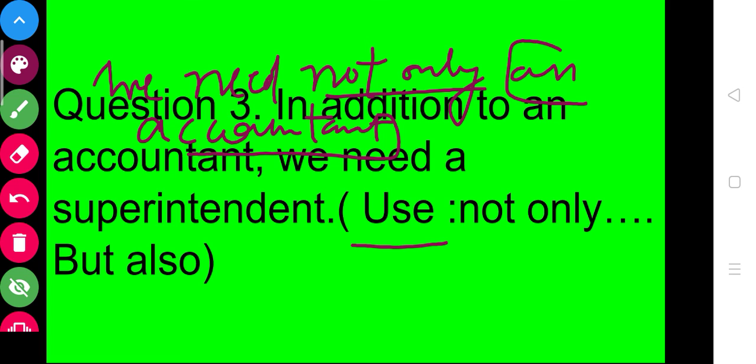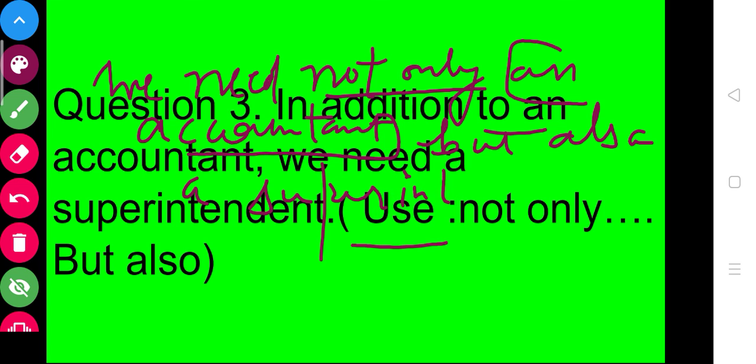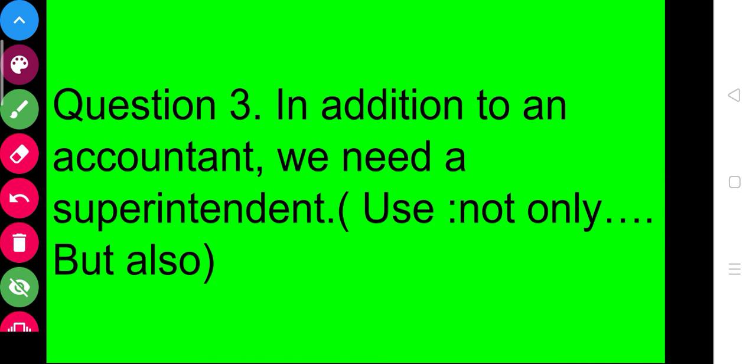Then with but also we need to use a noun, but also. We need not only an accountant but also a superintendent, whatever it is, intendant. Okay. What would be the answer? Let me tell you clearly. We need not only an accountant but also a superintendent. Okay, superintendent.